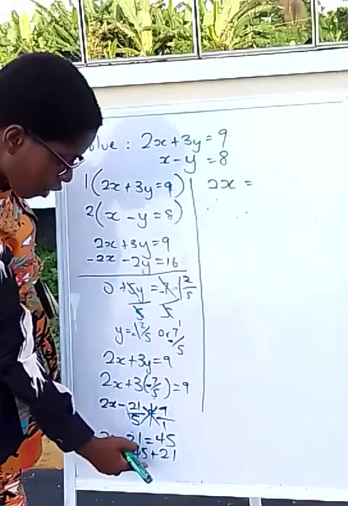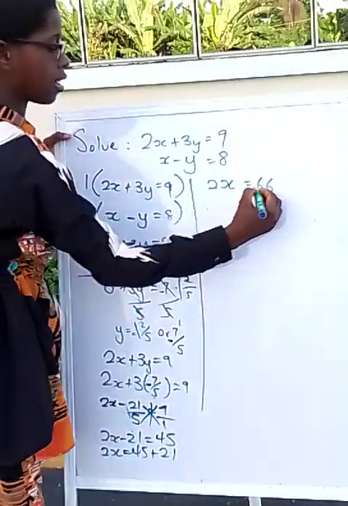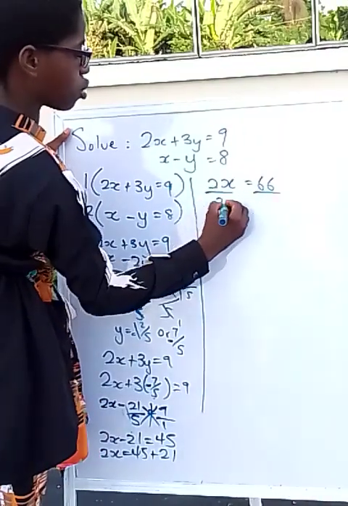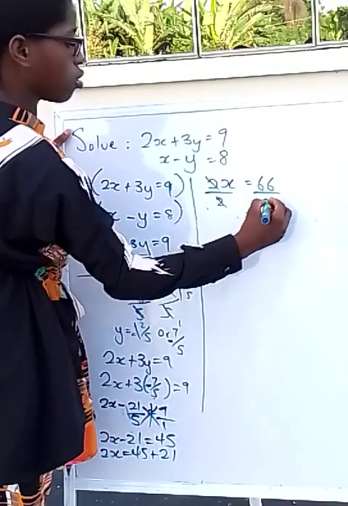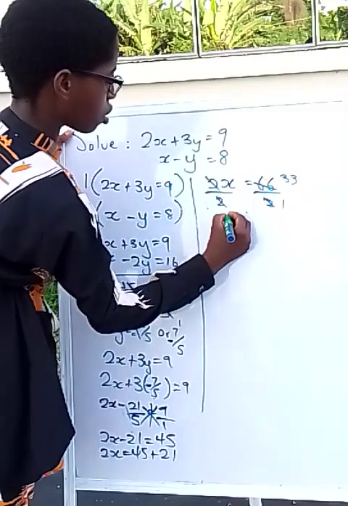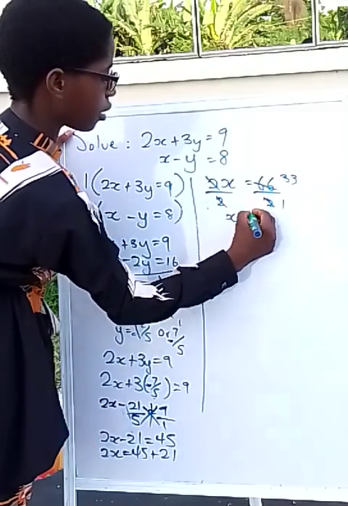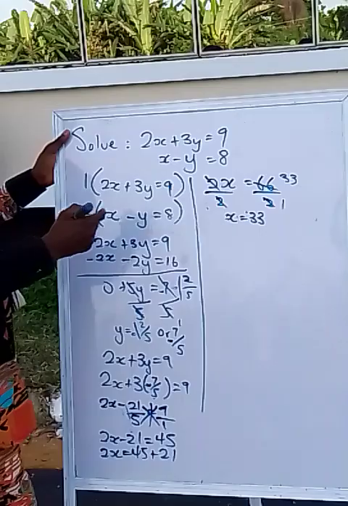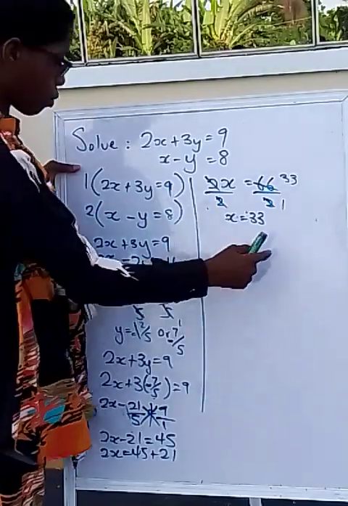So we divide both sides by the coefficient of x, which is 2. 2 cancels 2. 2 in itself is 1. 2 in 66 is 33. So we've gotten our x to be 33. Now let's check if our answers are correct. So we substitute the value of x and y in equation 1.